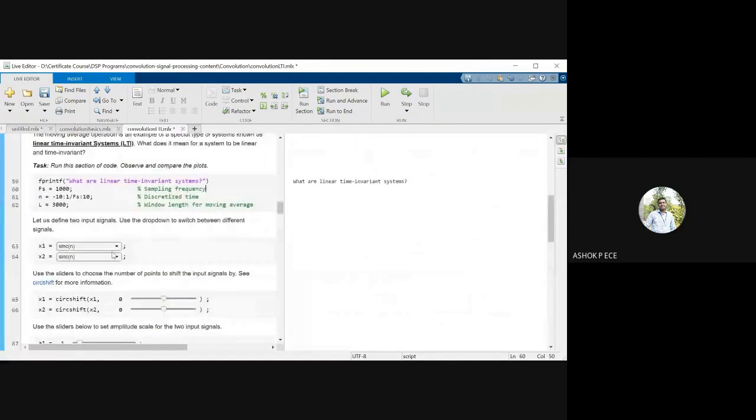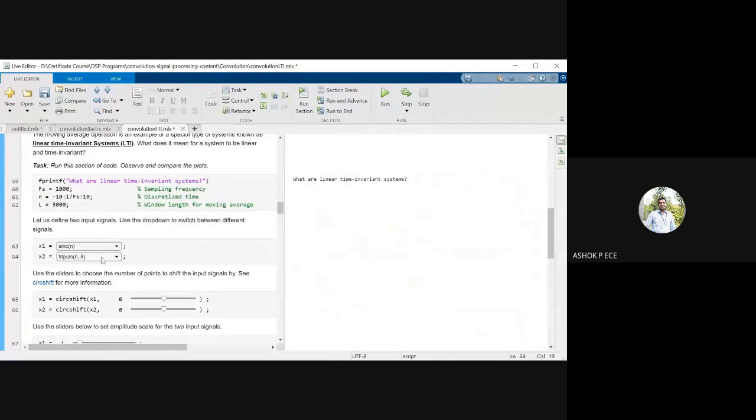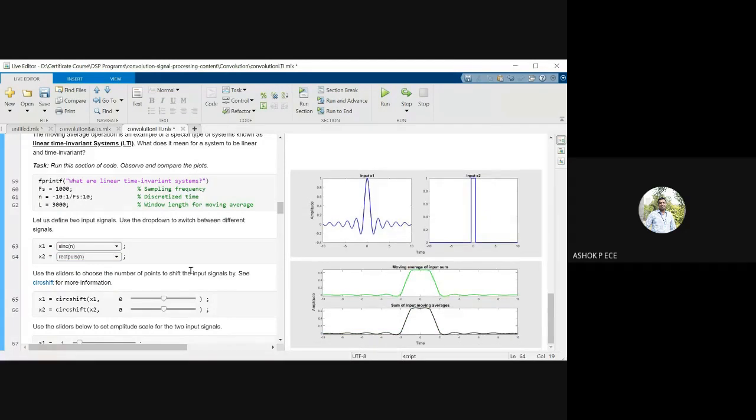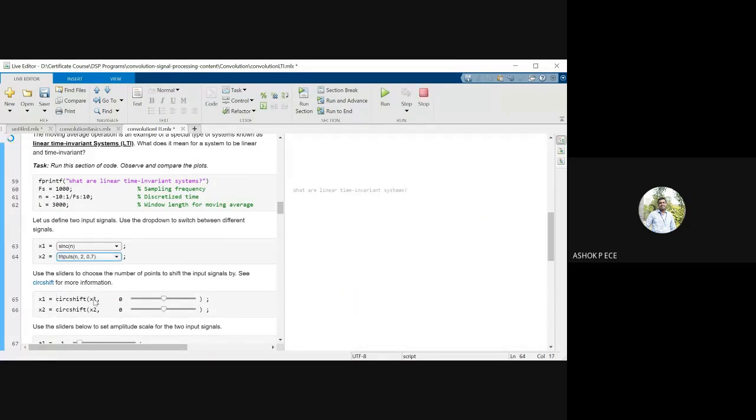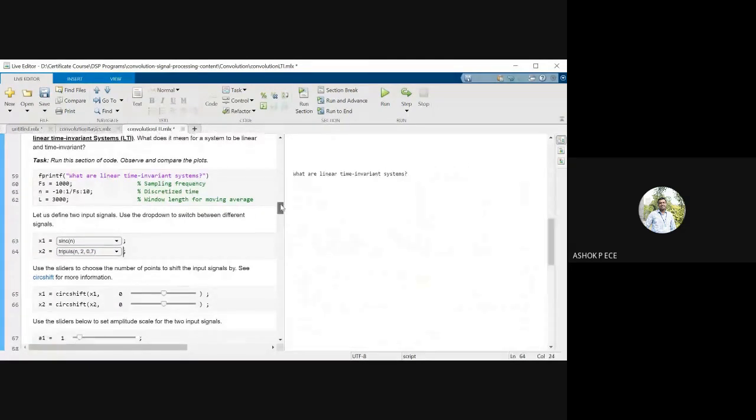I'll change the input: sync and sync I gave. Sync and triangular pulse we'll see. You're getting the same thing. Yes. Now sync and rectangular pulse we'll see. It's also fine. Now sync and triangular pulse. Everything is same. Where is the twist? Let's see here.